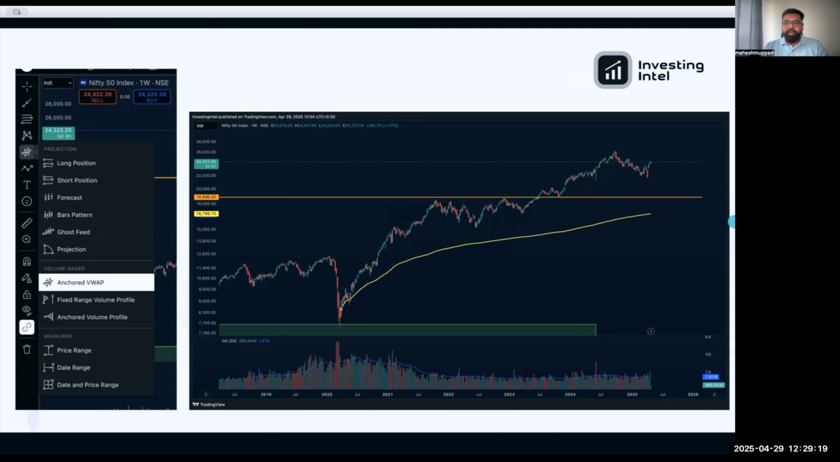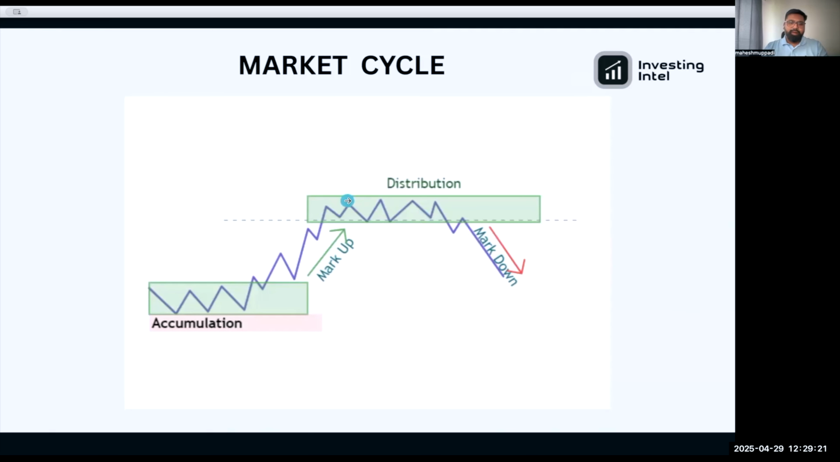Okay, moving ahead. You know the market moves in a cycle, and this is the Wyckoff theory. Price accumulates, then marks up, and then distributes and marks down. From accumulation to distribution, this is one swing. This is where a very strong trend has been created, and then there is a distribution, and then there is a markdown.